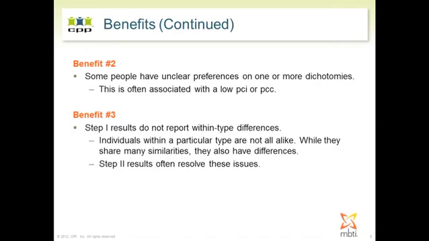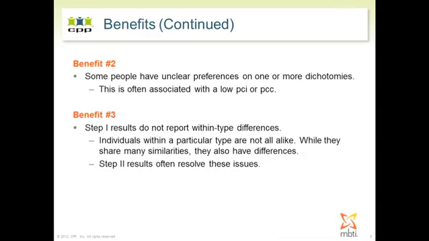Another benefit we see: someone has a low PCI, which is your Preference Clarity Index, or the PCC, the Preference Clarity Category. If that is low on your Step 1 result, people may have an unclear preference. What that means is they cannot confidently say that they know what their innate preferences are. They might be having difficulty determining their best fit type. So Step 2 really helps to clarify and highlight some of those differences.